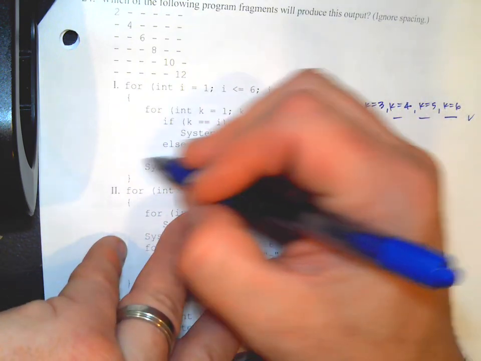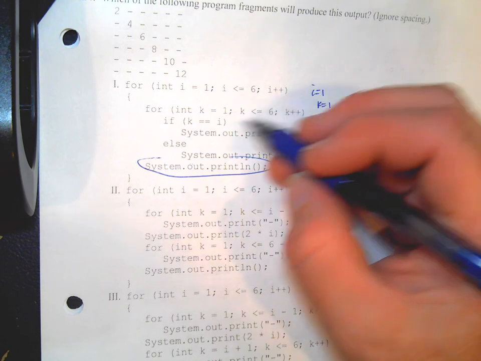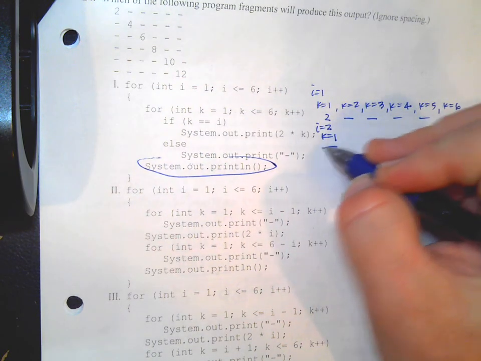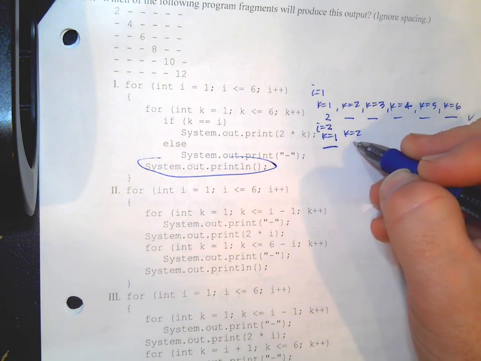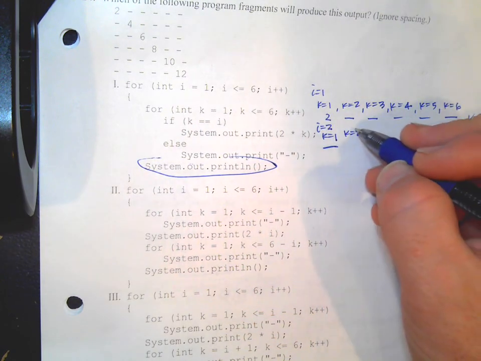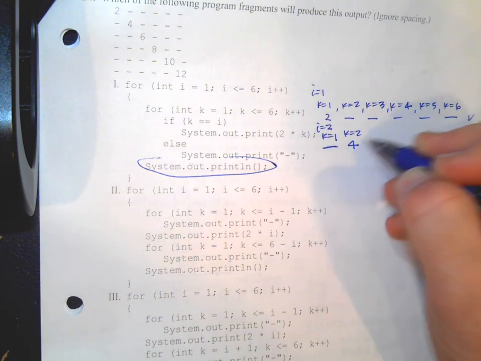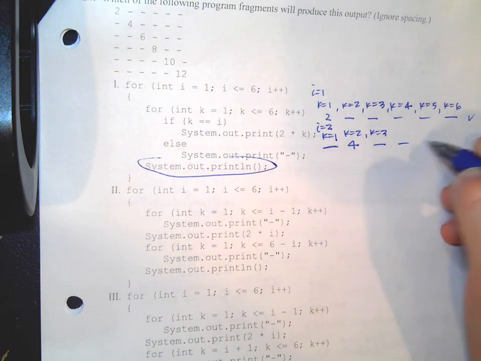And we get a new line here, so we're going to the new line. So k equals 1. Does k equal i? No. So we get a dash. And then k equals 2. Does k equal i? Yeah, they're both the same. So we're going to do double whatever the k value is. So that's going to be a 4. And then it's going to go to k equals 3. Do these equal? Nope. Dash, dash, dash, dash.